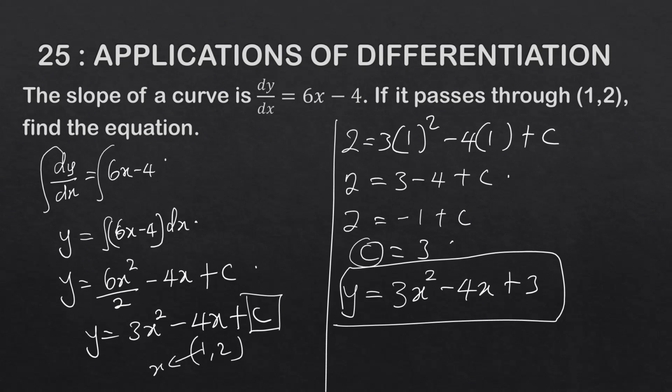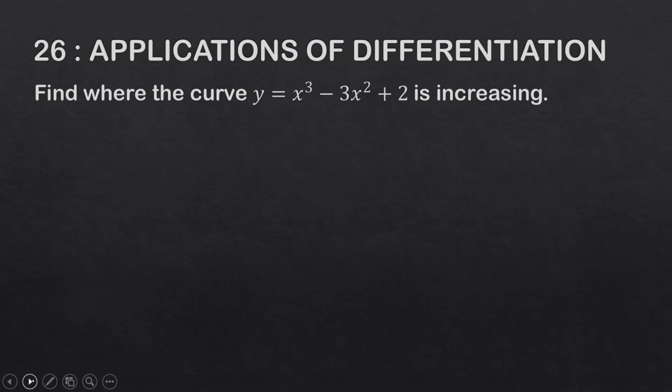All right, let's go to number 26. You should find where the curve is increasing. All right, so we are going to find where the curve is increasing. I think this is the first time we are asking you this kind of question. So we are going to find it. Where is it increasing? That means if it is increasing, that means it must be a minimum point at this point. So where is it increasing?